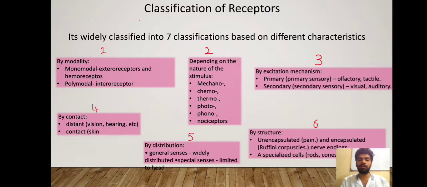And the fourth one is by contact, which depends on the contact. Distant means without contact, vision and hearing, and with contact, skin. So these are the types of receptors based on contact. And by distribution, the general senses are widely distributed, but the special senses are limited only to the head. And the sixth one, by structure, the receptors may be unencapsulated, encapsulated, or special cells. Unencapsulated is an example of a pin, encapsulated is an example of corpuscles, and special cells are examples of rods, cones and hair cells.